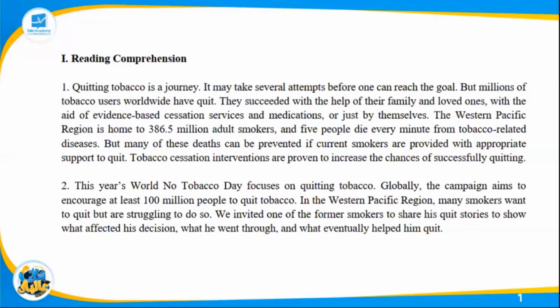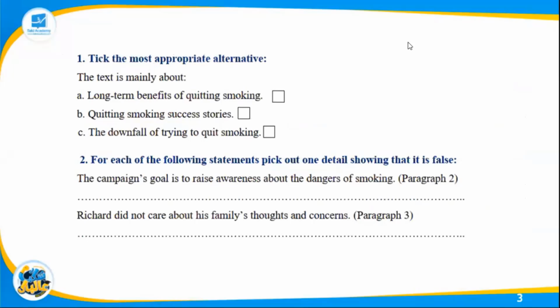Why? Because when we read the questions, we can get to know the main idea, or we get a bit closer to the topic of the text. Okay? So, if we go together through the questions, I read them to you, and from what I read we get the main idea of the text. So, the first question says the text is mainly about, meaning the text is mostly about, is it about long-term benefits of quitting smoking, or quitting smoking success stories, or the downfall of trying to quit smoking. From the first question, I started to know that the text can be mainly about quitting smoking.